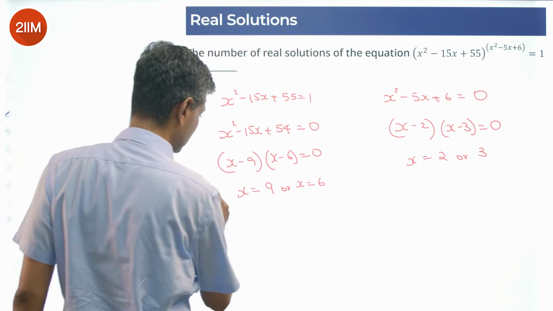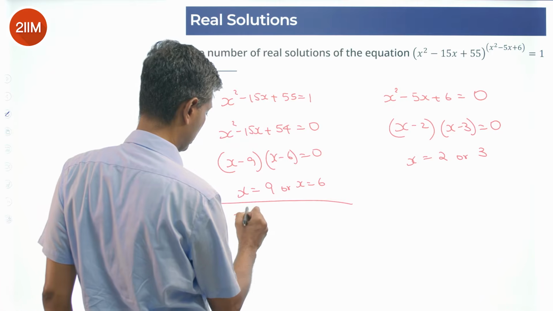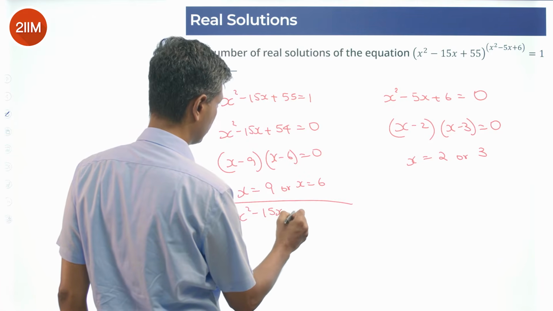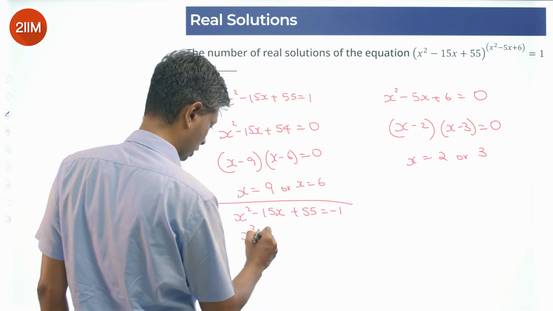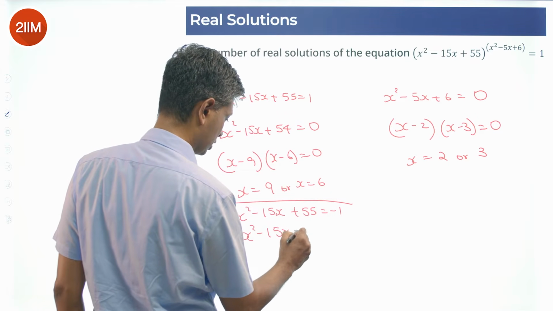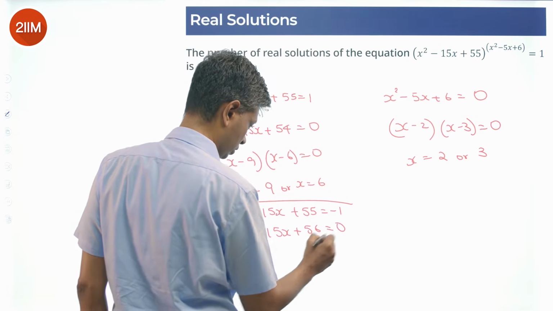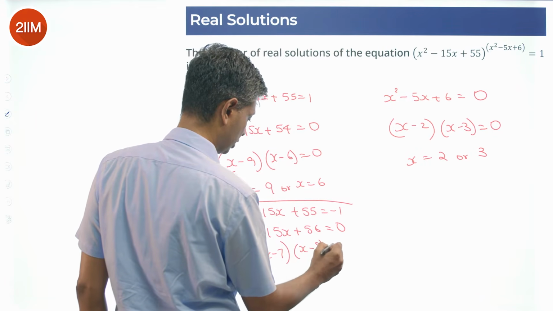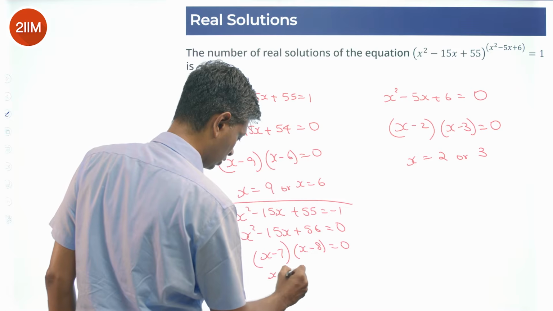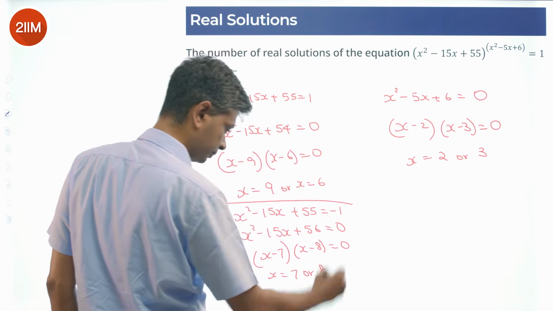Now what do we do? This is all very interesting. Let's say x square minus 15x plus 55 is equal to minus 1. X square minus 15x plus 56 is equal to 0. X minus 7 into x minus 8 is equal to 0. X is 7 or 8.